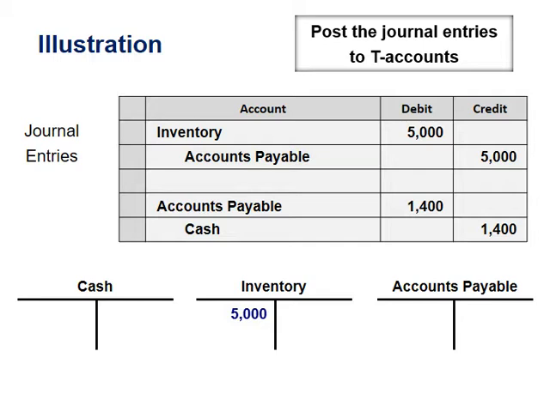Next, in the journal entry, accounts payable is credited for $5,000. So we will put that credit on the right-hand side of the accounts payable T account. Next up, we have a debit to accounts payable for $1,400, so we will debit the accounts payable T account. That $1,400 is on the left-hand side since that is the debit side. And finally, we have cash being credited for $1,400, so that credit will appear on the right-hand side of the cash T account. This process of transferring the numbers from the journal entries to the T account, or to the accounts in general, is called posting.